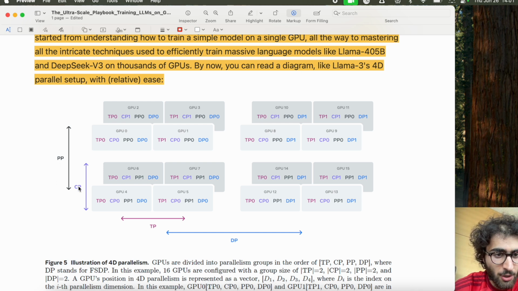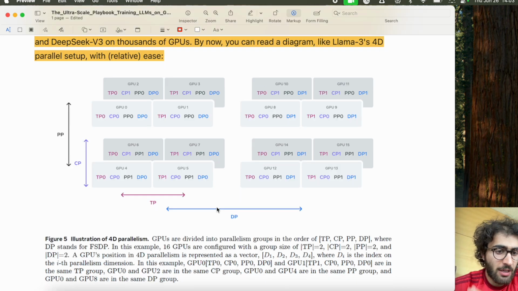We have pipeline parallelism, context parallelism along the sequence length, tensor parallelism along the head dimension or the hidden dimension. And then we have data parallelism, which would be along the data side, the batches, which is in this case FSDP, fully sharded data parallelism, which is the same thing as the Zero Redundancy Optimizer 3. And let's read the figure description to understand what's going on.